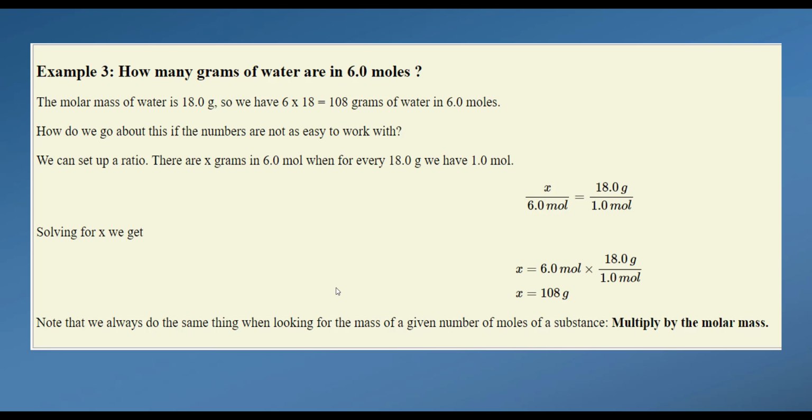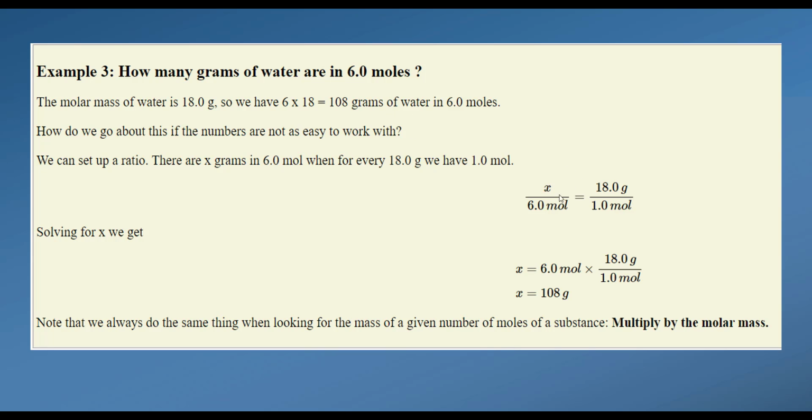Okay, the reverse direction now, you want to know how many grams you have when you're given the number of moles. In some sense, even easier. You know how many boxes you've filled up. You've got 6 boxes of water filled up, 6 moles. They weigh 18 apiece, so 6 times 18 is 108.